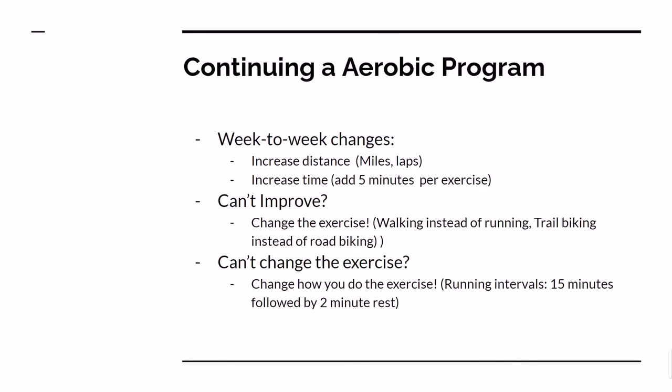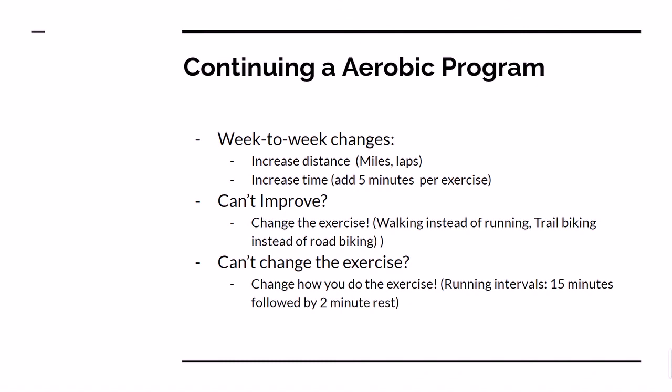Continuing an aerobic program, some of the week-to-week changes that you're going to see is you'll either do an increased distance, so the miles or the laps that you do, or you can increase the time. Typically, you might want to start off with about 5 minutes, but you can go up towards about 10 minutes per exercise. If you can improve, then you want to try and change the exercise. So instead of walking, you can do running, or you can do trail biking instead of road biking. Any way that you can try and change the stimulus, whether it's the environment, like doing it on a trail versus the road, or how you're doing the exercise, such as doing an elliptical versus a treadmill.